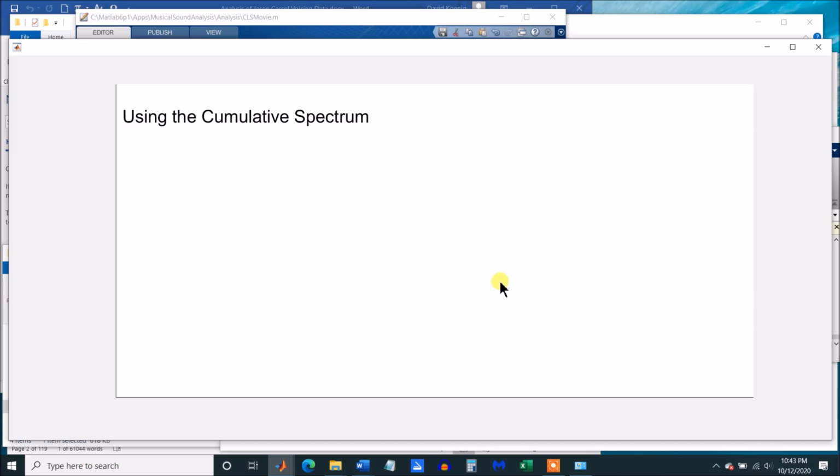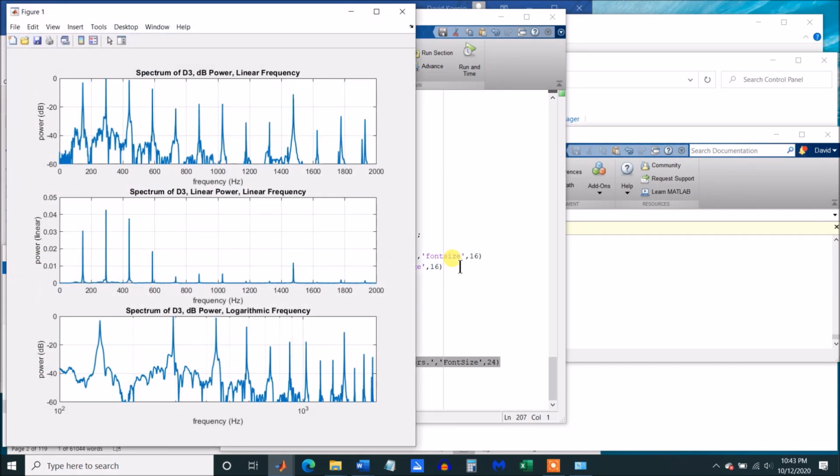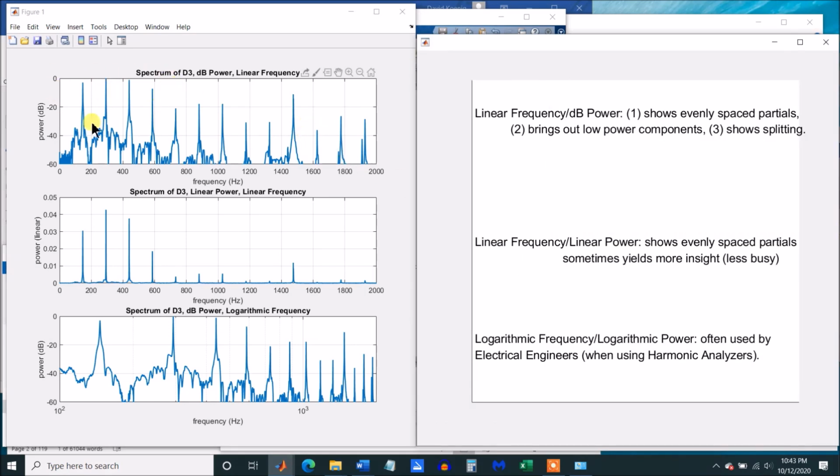Hello. Let's take a look at the cumulative spectrum and see if we can understand how it's computed and what it might be used for, and compare it a little bit to the regular spectrum. Here's the D3 key on my Kanabi, and here is the spectrum plotted three ways. Up here it's plotted logarithmically on the power, or in decibels, and it's plotted linearly in frequency. Over here, linear frequency, dB power.